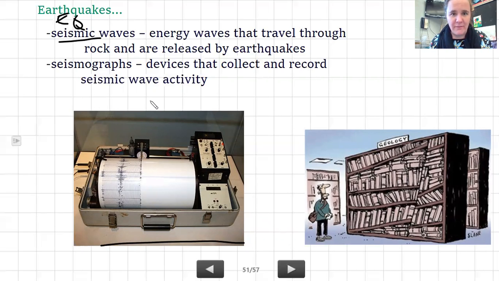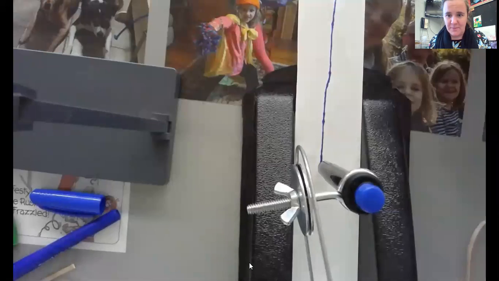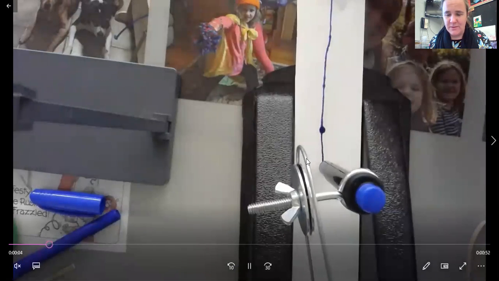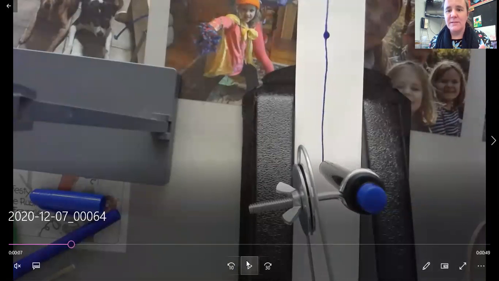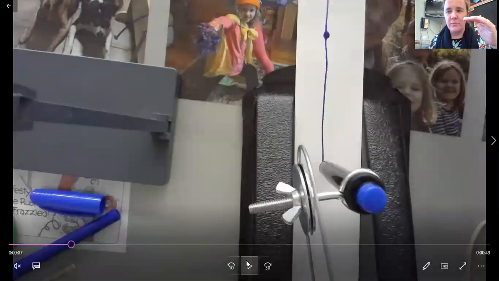I do have, let me see if I can pull this off. Hold on here. I have a model of a seismograph that we use in class, and I tried to take a video, so I'm going to play it here and see if you can see this as well. So we have this piece of paper, and essentially the seismograph in the box there. With a seismograph, either you have a piece of paper that will move with the earth and the pen stays still, or the paper stays still and the pen will move. But one of those pieces is stationary and the other piece will move with the earthquake waves.